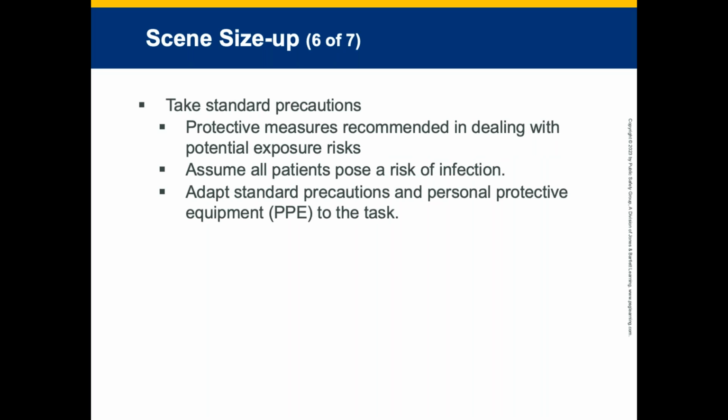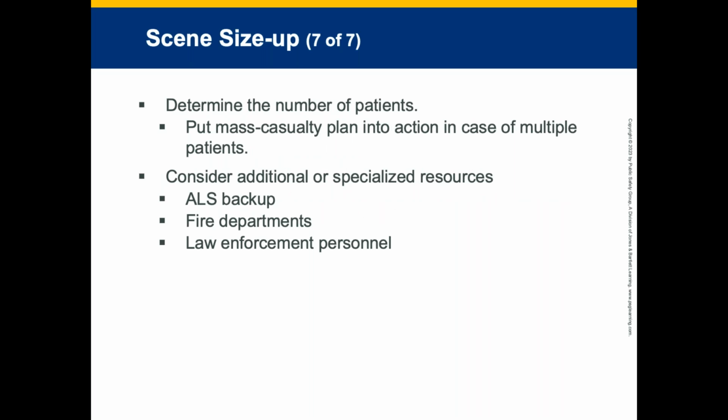Take standard precautions. Right? Assume that all blood or bodily fluids except sweat, non-intact skin, and mucous membranes may pose a substantial risk of infection. I don't think I need to hit this very hard. PPE, protect yourselves. This is BLS. Okay. Determine the number of patients. Put a mass casualty plan into action in case of multiple patients. So let me finish this first, and I'll ask you a question. Consider additional backup or specialized resources, whether that be ALS backup, fire departments, tech rescue, law enforcement. What do we need? Ambulance strike teams, task force, right?